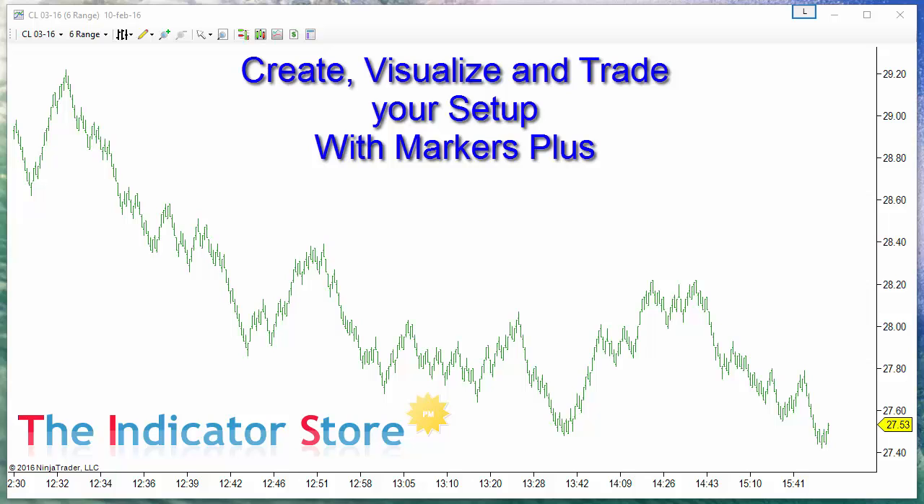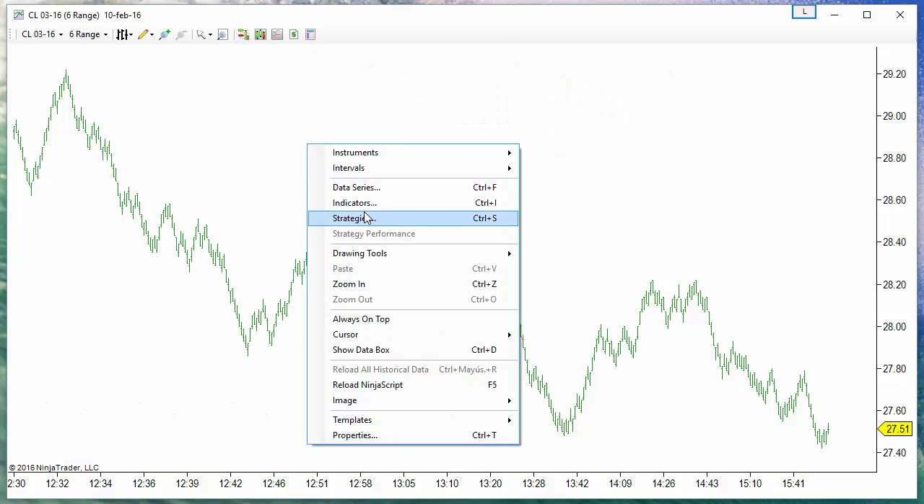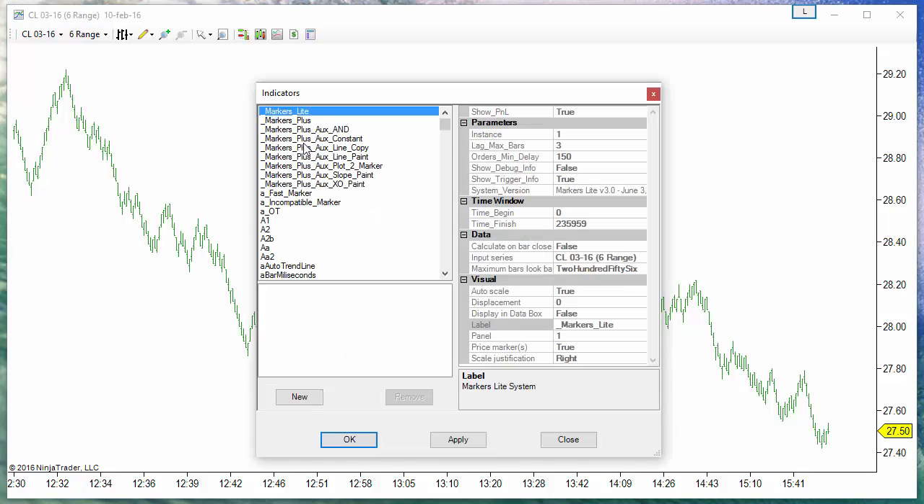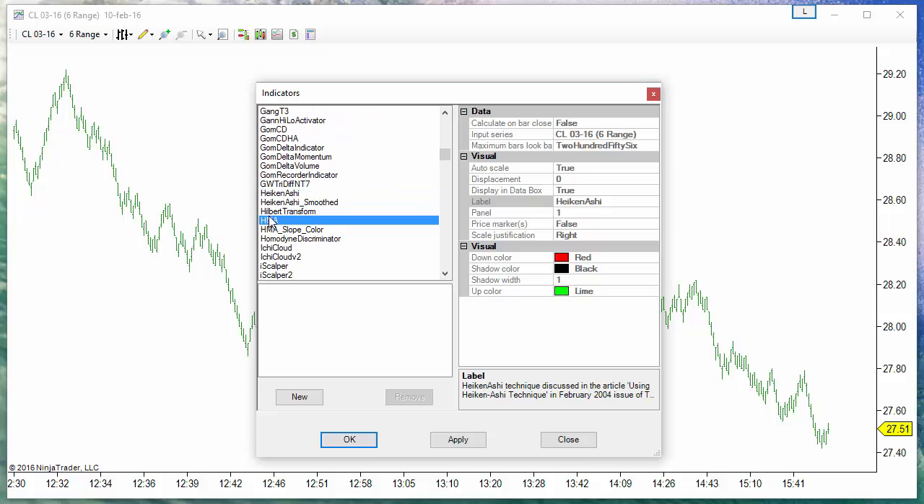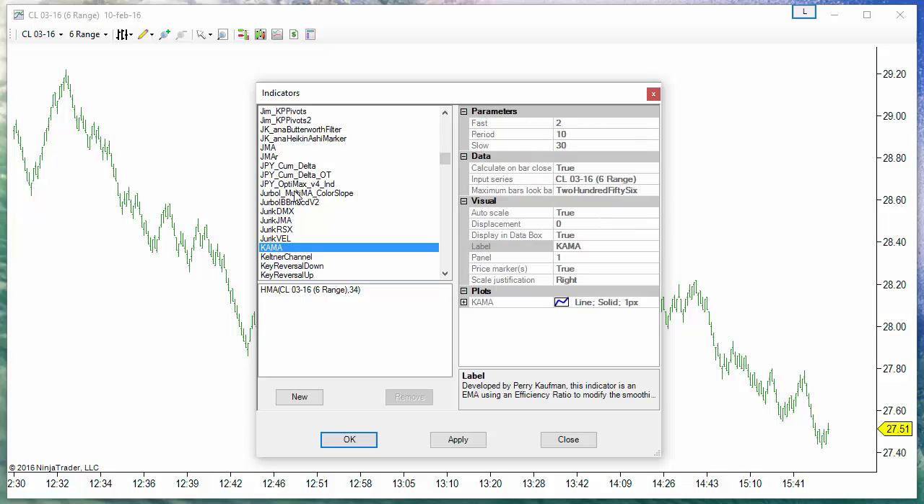Hello everyone. In this presentation I will show you how to use the new features of Marker Plus to create entry signals using several conditions. Let's say for example that we have a setup where we use an HMA and a Keltner channel.